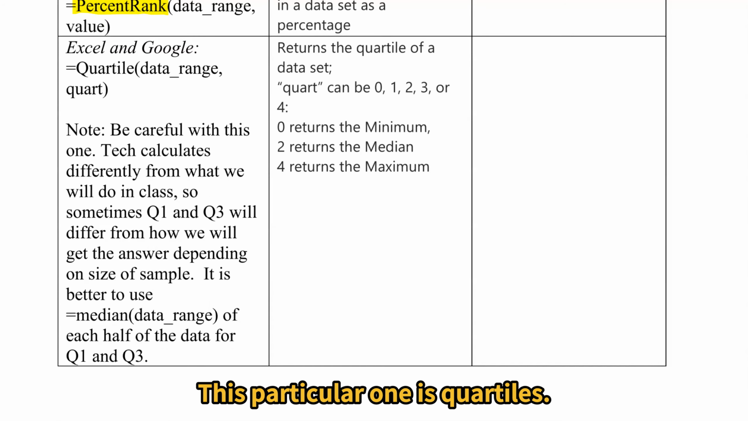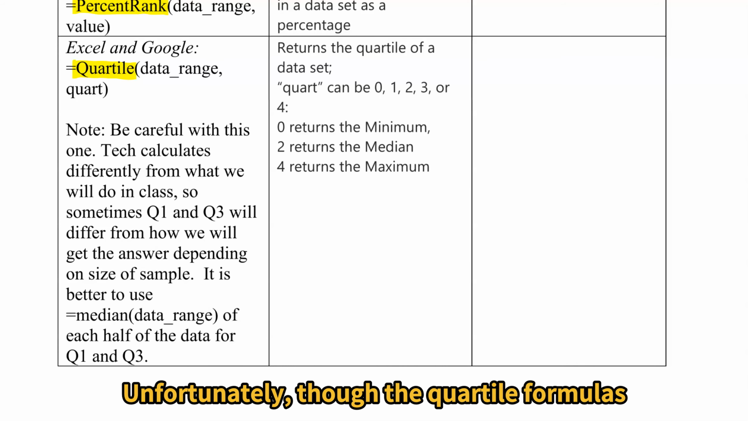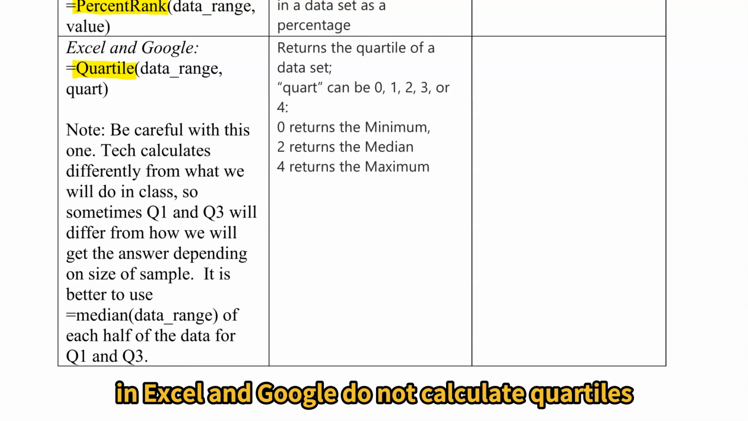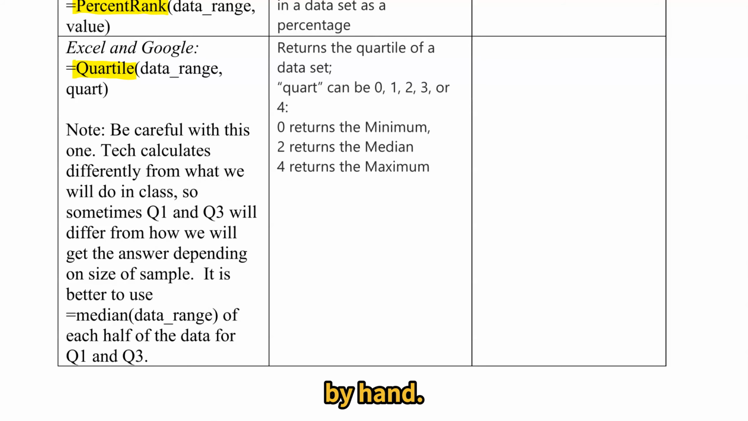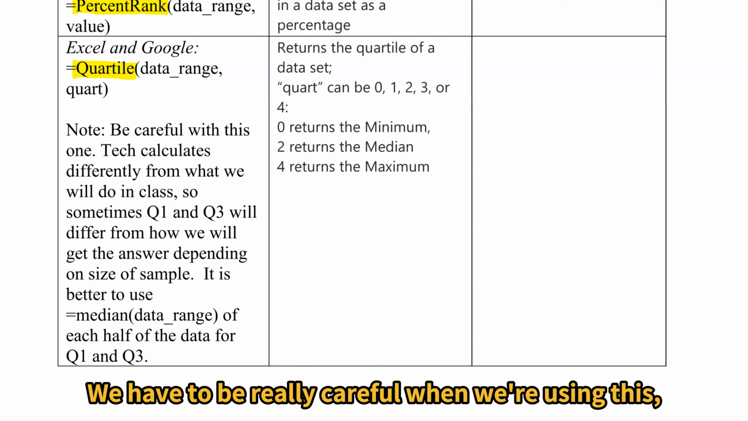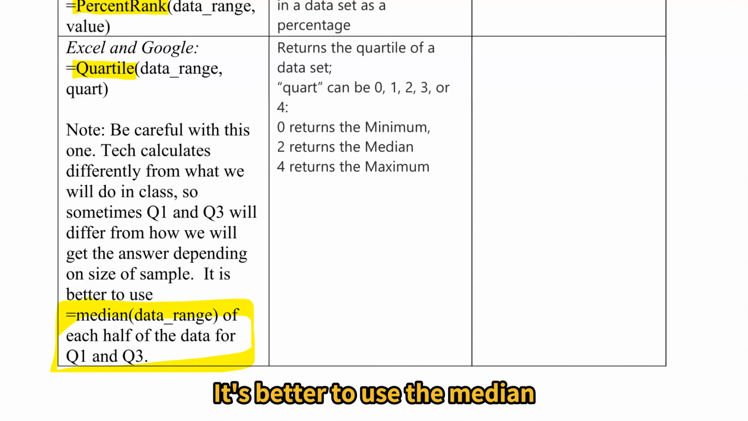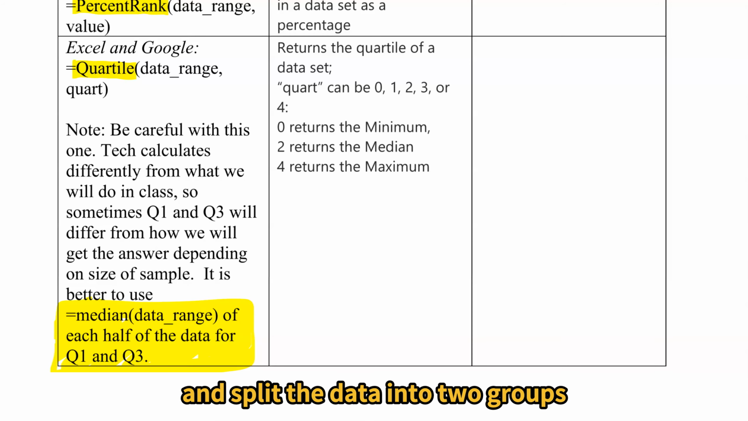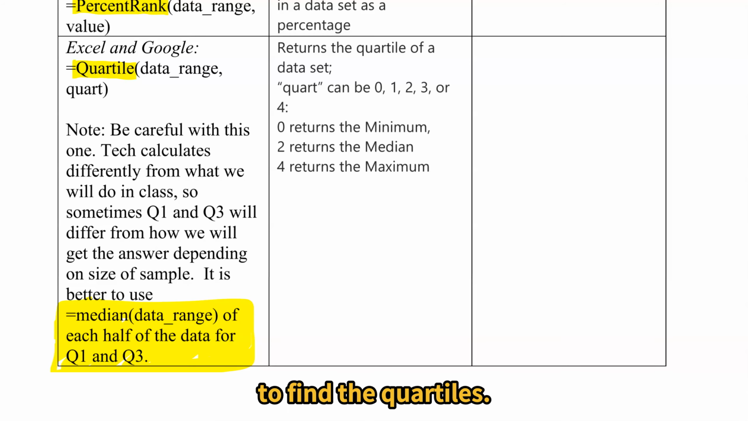This particular one is quartiles. So we can look at a quartile of a data set. Unfortunately, though, the quartile formulas in Excel and Google do not calculate quartiles in the same way that we will calculate them by hand. So we have to be really careful when we're using this. And that's why there's a little note here at the end. It's better to use the median and split the data into two groups and then use median on each of those two groups to find the quartiles.